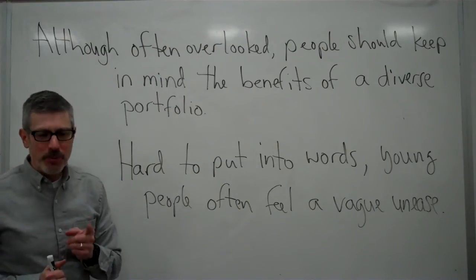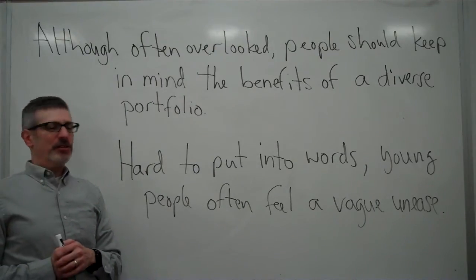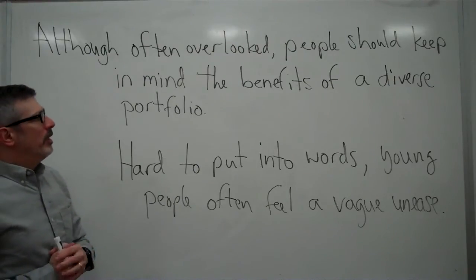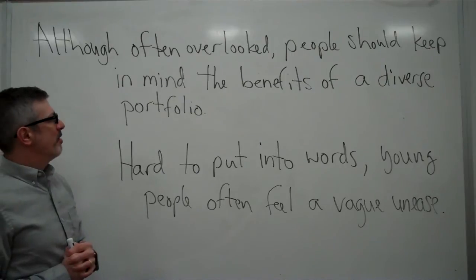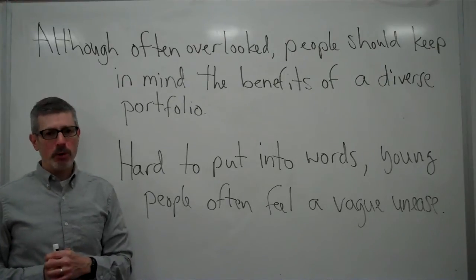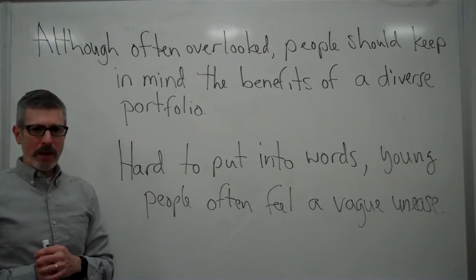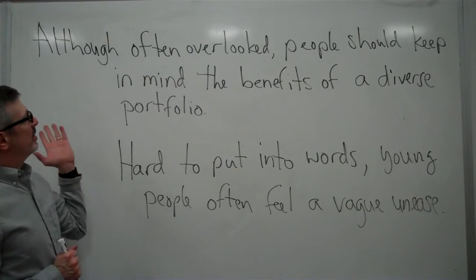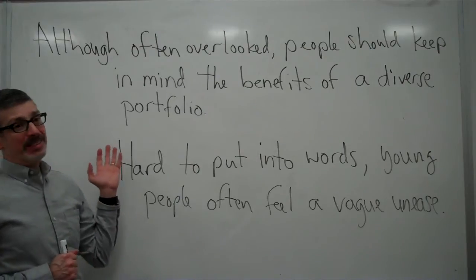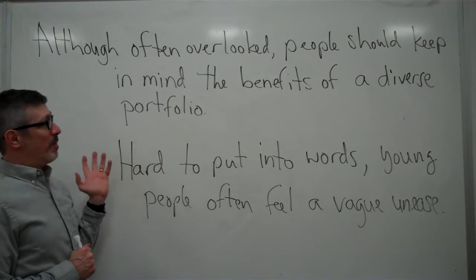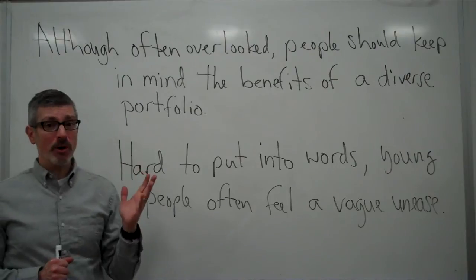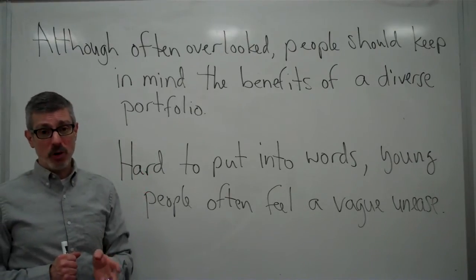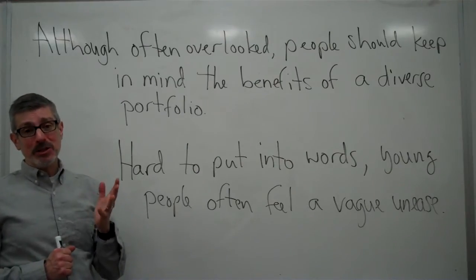Let's see how well you can spot the errors in these sentences. Start with this one on top. Although often overlooked, people should keep in mind the benefits of a diverse portfolio. Now the problem with that is that what does it say are often overlooked? Well, it's trying to say that the benefits of a diverse portfolio are often overlooked. In fact, what it says is that people are often overlooked, and that is the problem.